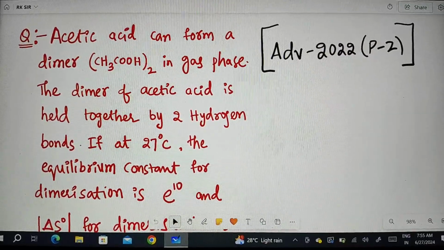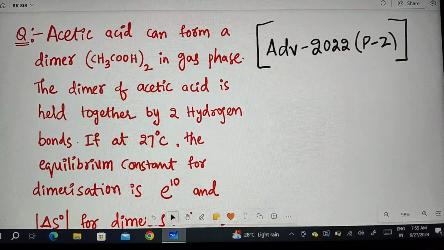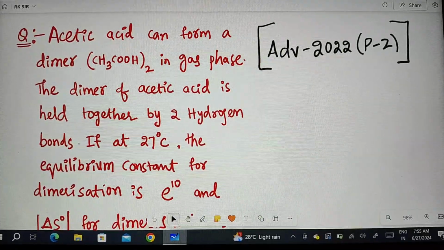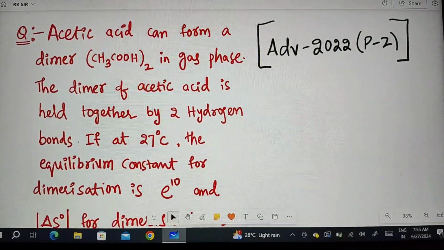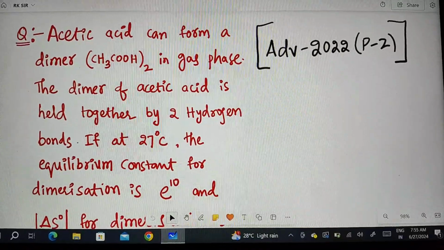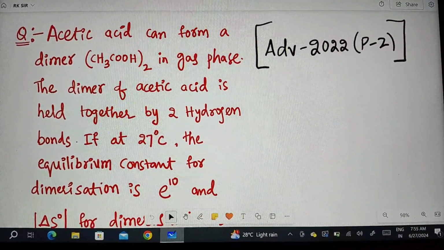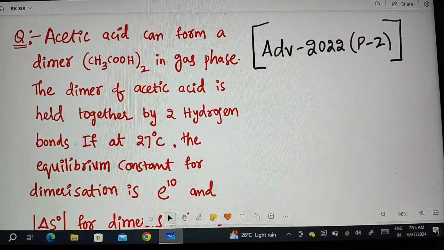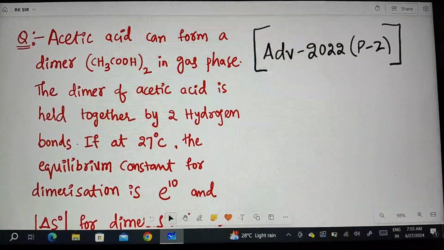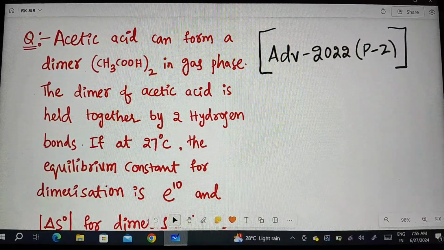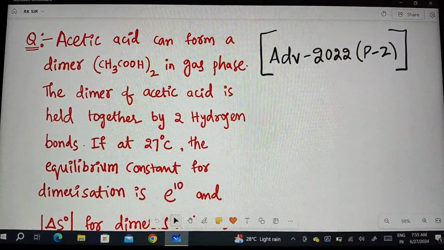Today, I have come up with a question from the Thermodynamics chapter, which is related to entropy change, Gibbs free energy change, and enthalpy change, which includes all three concepts. This question was asked in the recent JEE Advanced 2022 Paper 2. The question is: acetic acid can form a dimer in the gaseous phase. The dimer of acetic acid is held together by two hydrogen bonds.